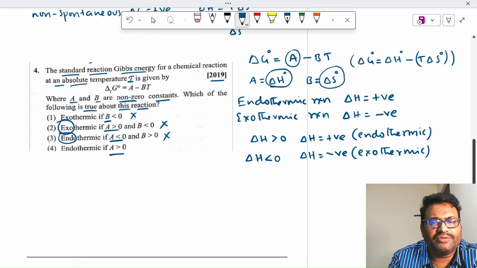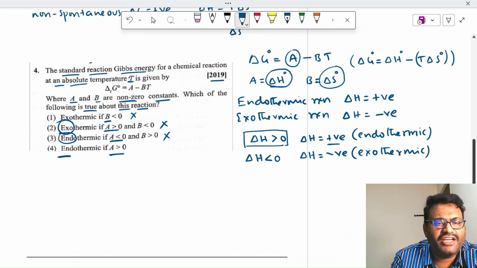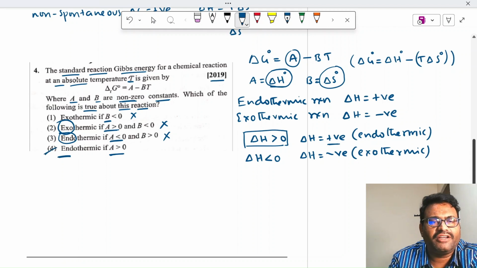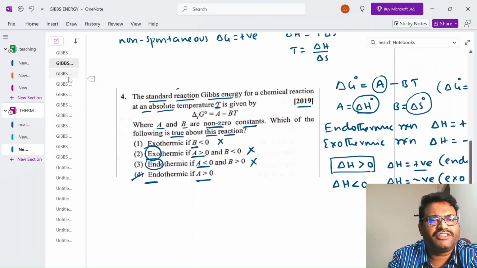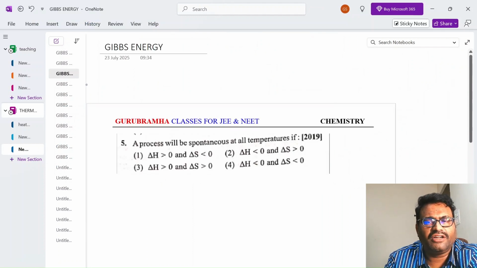A greater than 0. Delta H greater than 0 means delta H is positive. It is endothermic. So endothermic if A is greater than 0. So what will be the answer? The fourth option will be the answer. Okay. Understood. Right. Next question.